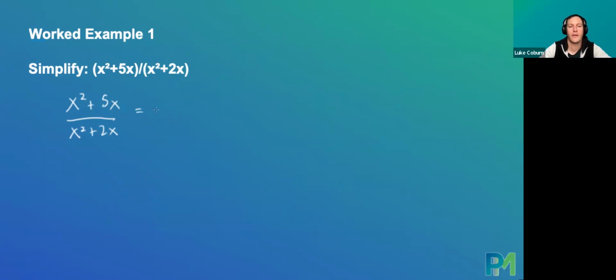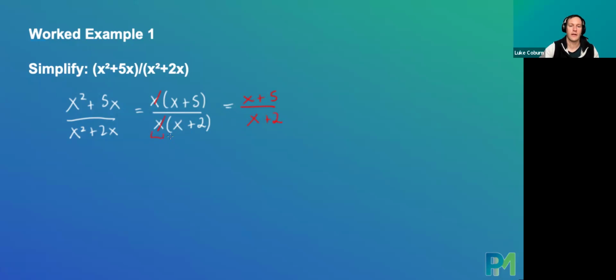And if we notice the top line, we're just going to work on both lines separately. So that top line, we're just going to take out an x. It's not a trinomial. Bottom line, we're just going to take out an x. And then we're going to notice that there's an x on the top and bottom, so we're going to cancel that x off. So we just have x plus 5 divided by x plus 2.